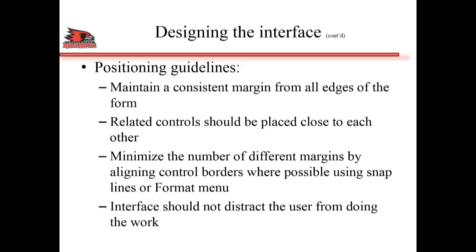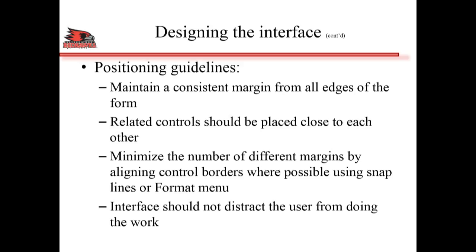Controls which are similar, like text boxes or buttons or any type of control, should be placed close to each other and kind of grouped, which makes sense. And we need to minimize the number of different margins by aligning the different control borders so that the thing looks symmetrical and nice.